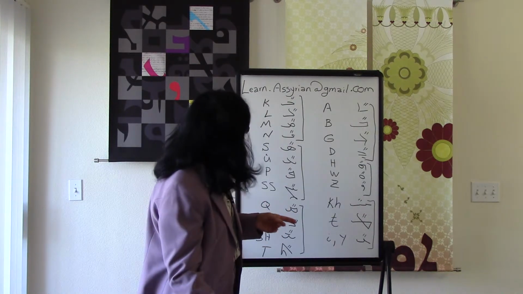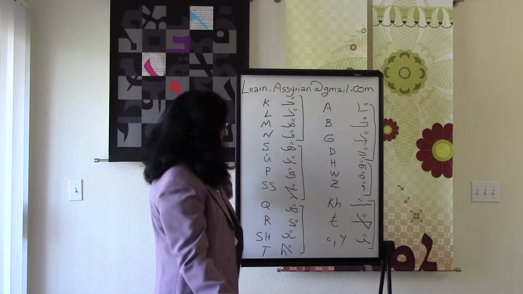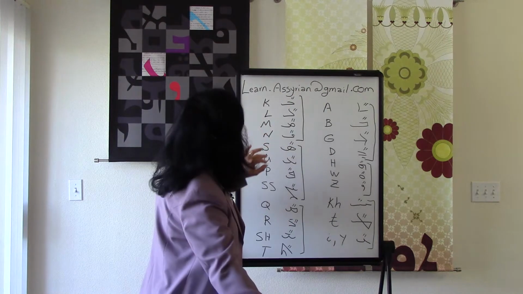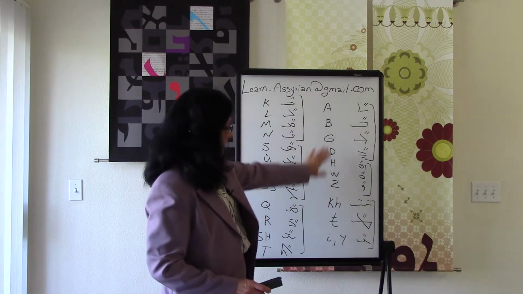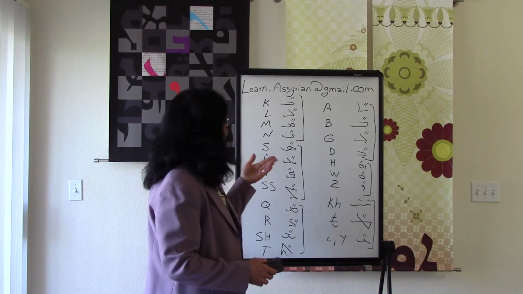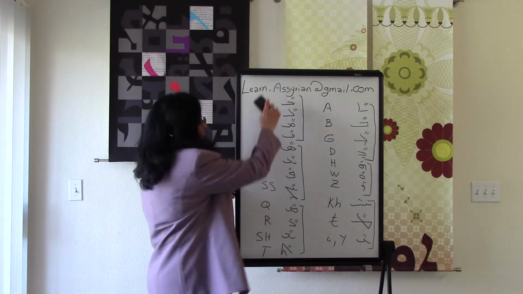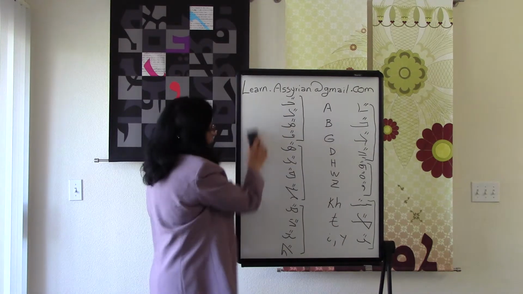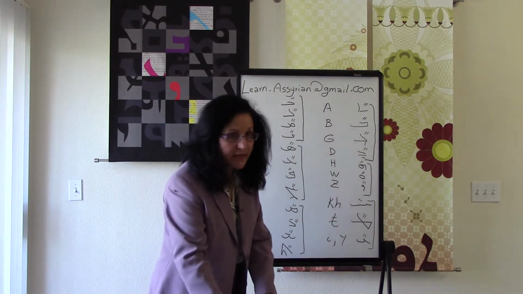Now, some of the letters assume a different shape if they are at the end of the word. In the first 10, we didn't have any of those, so I didn't mention this. But in these, we do. So I will show you the letters that assume a different shape when they are at the end of a word.